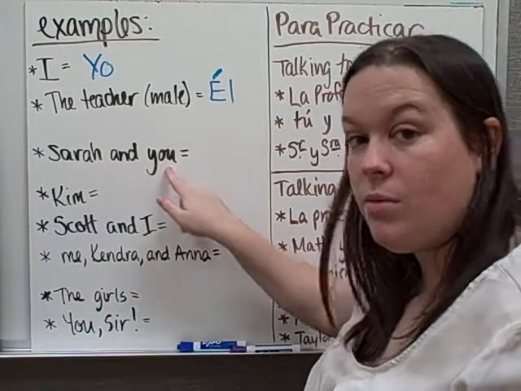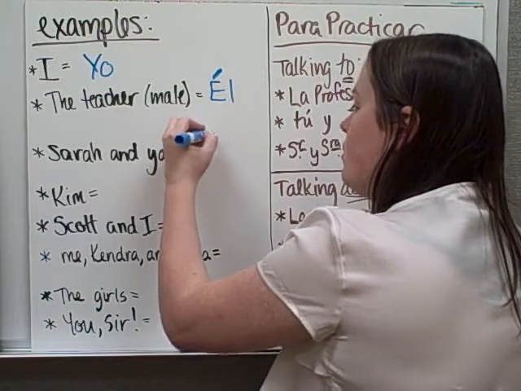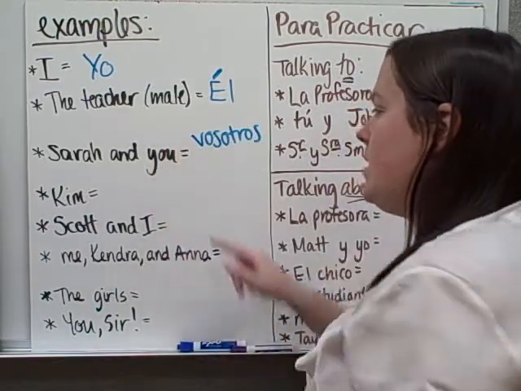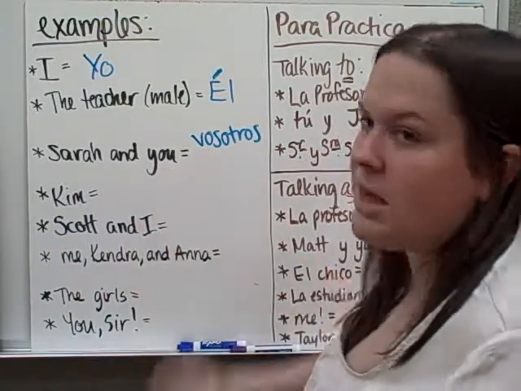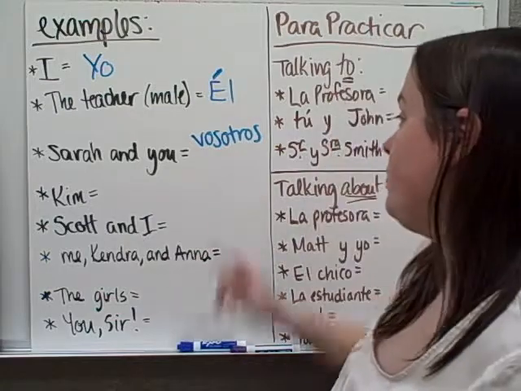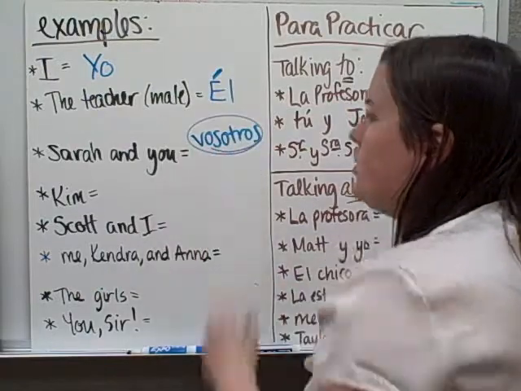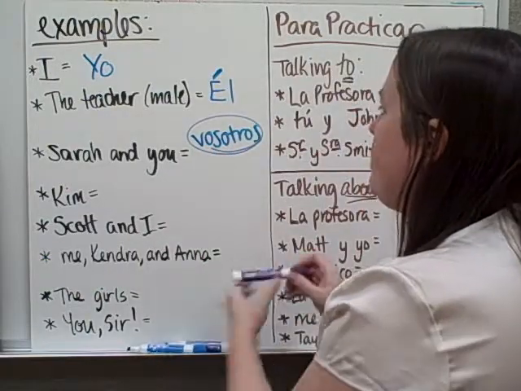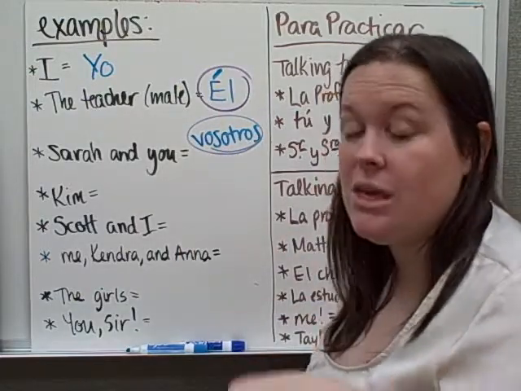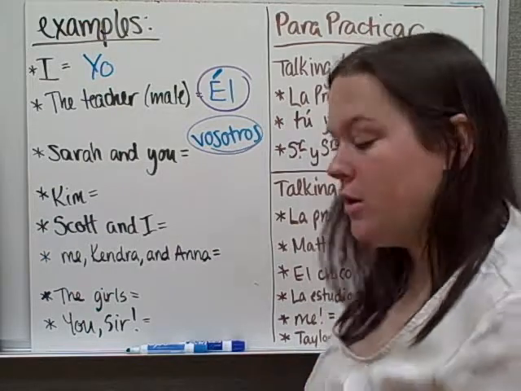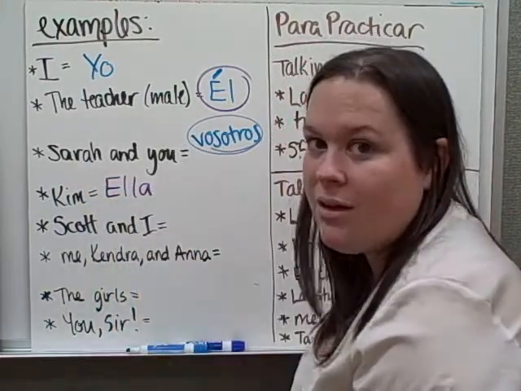Sarah and you. Remember, you and anyone else becomes you all. So you're going to write vosotros. Unless the you that you're talking to, you and Sarah, is a girl, then in that case you could write vosotras. But since we don't know, stick to the masculine form. And that should actually be the darker blue. And this should be purple. All right, Kim. We're talking about Kim. So instead of him, it would be her. So that is going to be purple. Instead of él, we'd write ella.